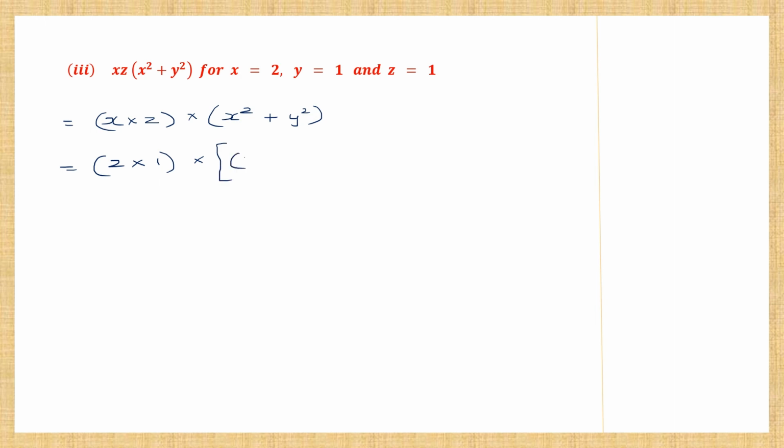X square means 2 square plus y square. Y is 1 square. So now let's remove the brackets. So here 2 ones are 2 into. Here we have 2 2s are 4 plus 1 ones are 1. 4 plus 1. So 2 into 5, which is 10. The final answer here is 10.